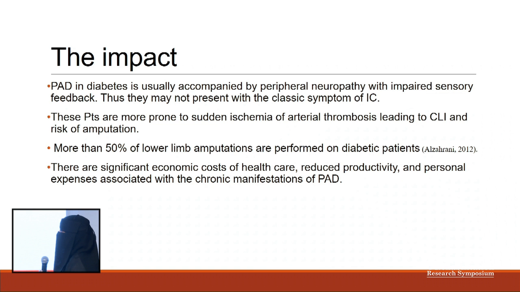Actually, PAD is most common in those who are diabetic. And diabetes is usually accompanied by peripheral neuropathy with impaired sensory feedback, so they mostly do not present with the classical symptom of intermittent claudication. Those patients are more prone to sudden ischemia from arterial thrombosis, leading to critical limb ischemia and a higher risk of amputation. In fact, more than 50% of lower limb amputations are performed in diabetic patients.